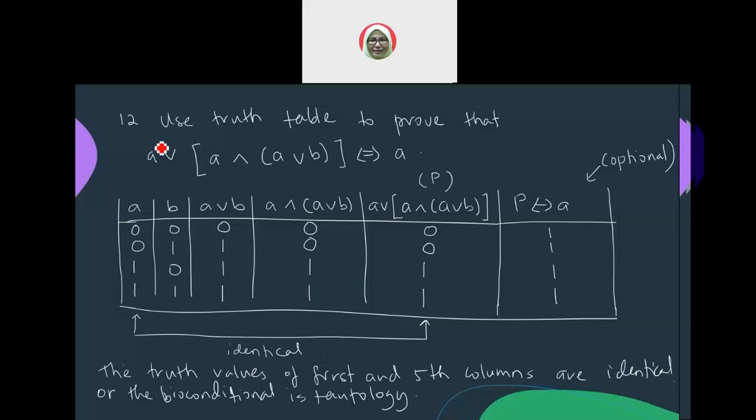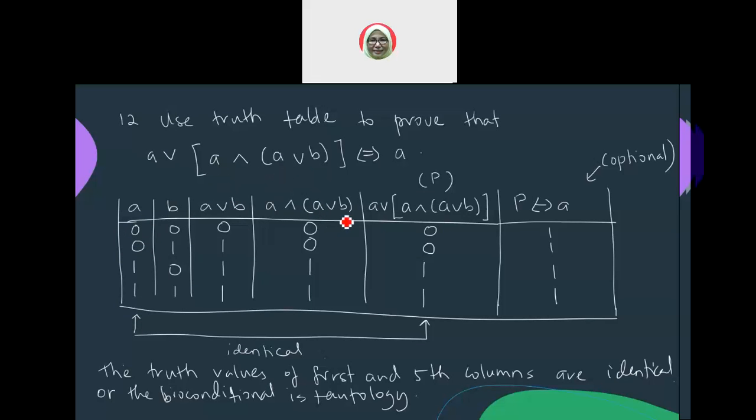So next, question 12. Use a truth table to prove that A or B, this statement, is logically equivalent to the given one. Using a truth table, you should build the table. Here we have two statements, A and B, therefore there are 4 rows. Next, A or B. You have here A or B, and A and (A or B).